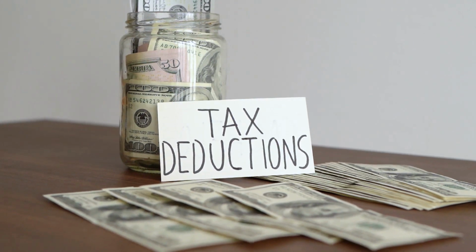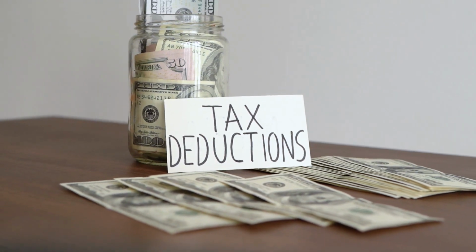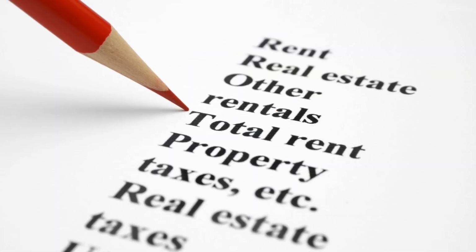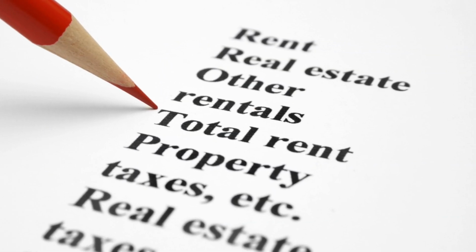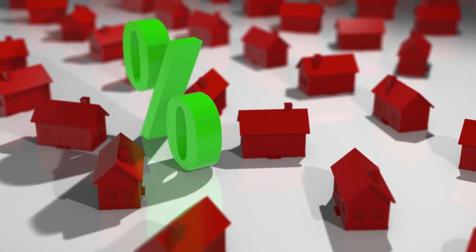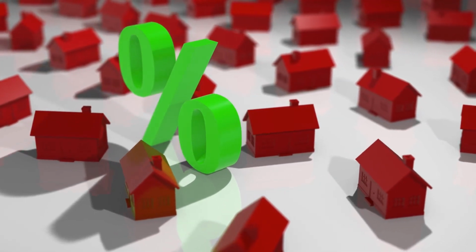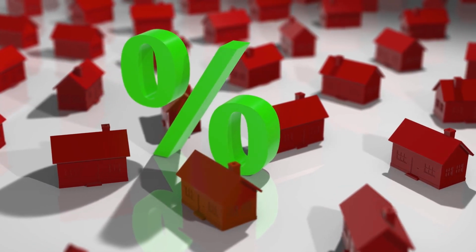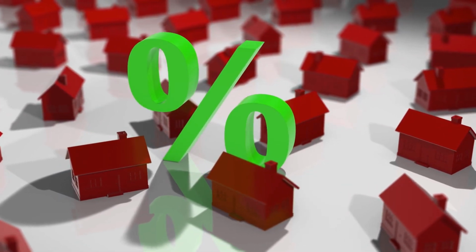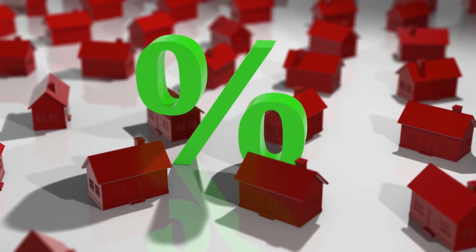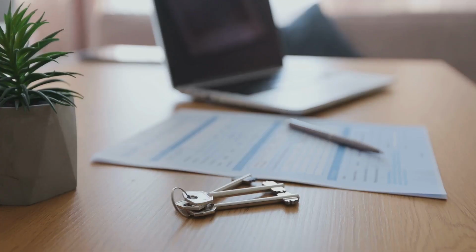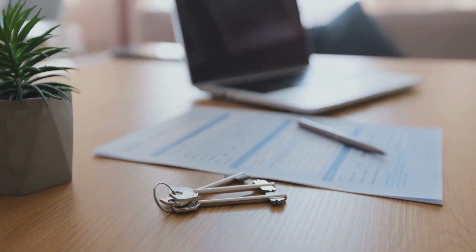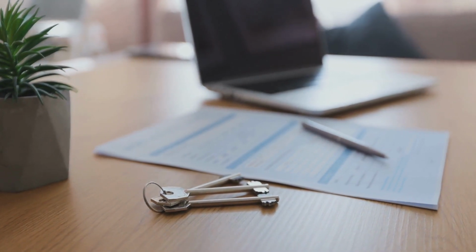Equally important are the allowable deductions, which reduce the taxable income. These deductions can include a variety of expenses incurred in the running and maintenance of the property. Common examples include letting agent fees, property repair and maintenance costs, utility bills if paid by the landlord, insurance, mortgage interest payments, and council tax. These expenses must be solely for the purpose of renting out the property to be considered allowable.